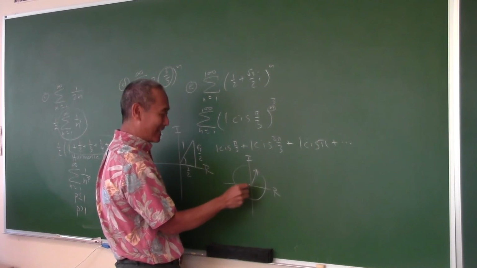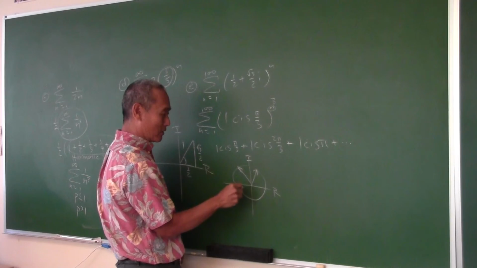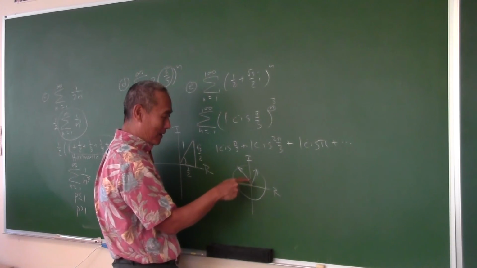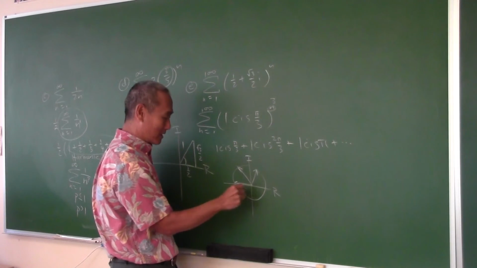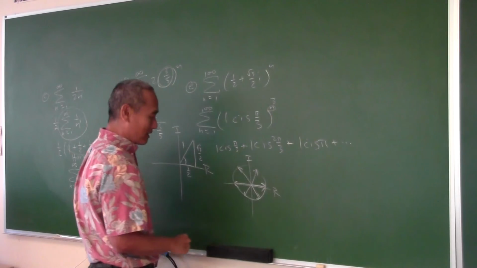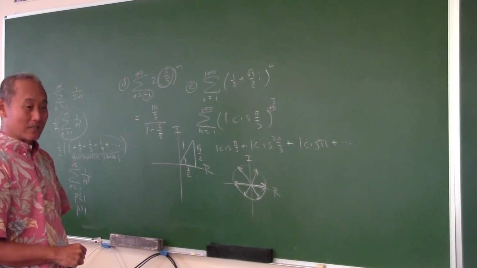What about this one? 1 unit long, making an angle of 2 pi over 3. Then this one, one unit long, pi. Oh, I see, Mr. Park. Every time you're adding 60 degrees to it. So the next one is going to be here, the next one there, and the next one there. Oh, so every 6 cancels out to 0.